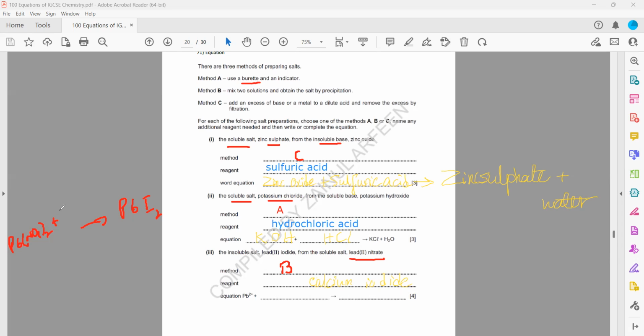Why? Because group 1 salts are soluble. So you can mention sodium iodide, or add hydroiodic acid. Hydroiodic acid can be added. And then the ionic equation: lead plus 2 iodide gives PbI2. So the equation, yes, that's right. And this is about the methods, the techniques which we can use to prepare these salts.